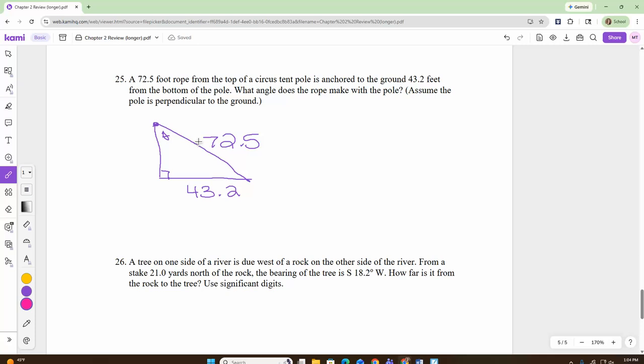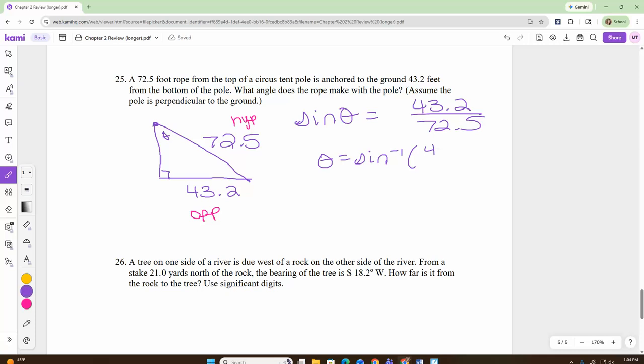From here, this is across from the right angle, so that's the hypotenuse. This is across from my angle, so that's opposite. Opposite and hypotenuse. So the sine of theta equals 43.2 over 72.5. All right, so we're probably going to have one like this on the test. How do you find that angle? So that's the second sine.